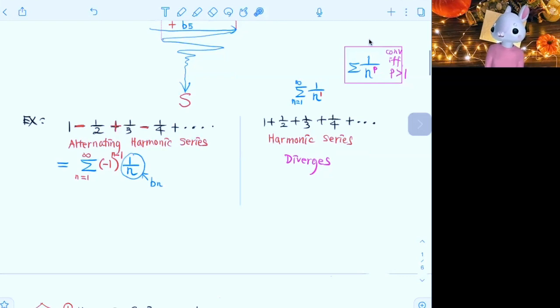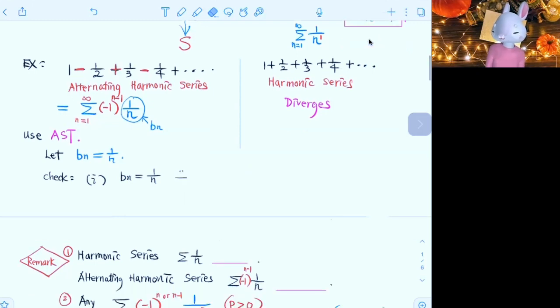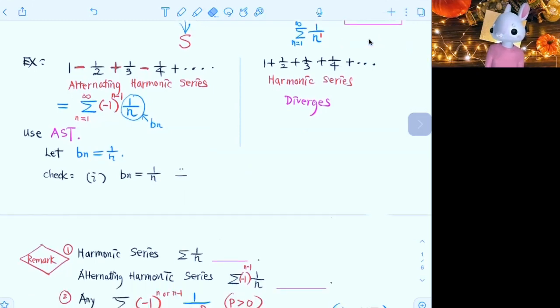What's the first condition that you need to check? Does Bn go to zero? Yes. So we're going to let this part, without the alternating sign, be Bn, and we're going to check if this goes to zero, which is an easy check. Does it go to zero? Yes. 1 over n, as n goes to infinity, does go to zero.